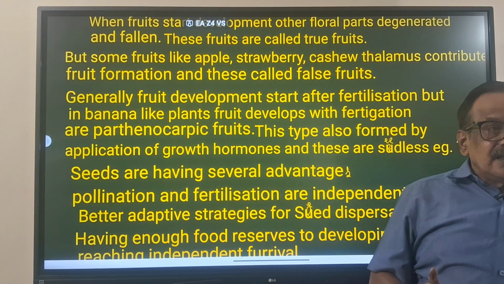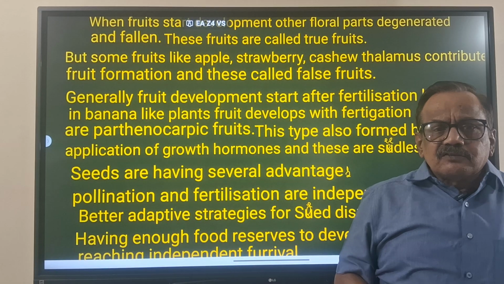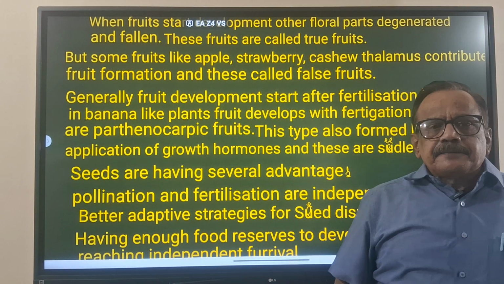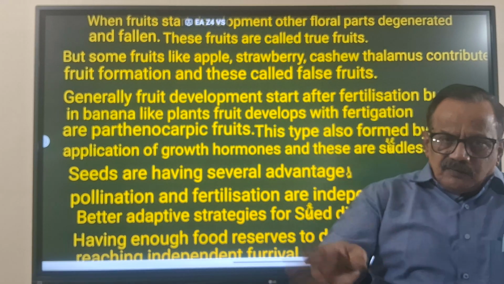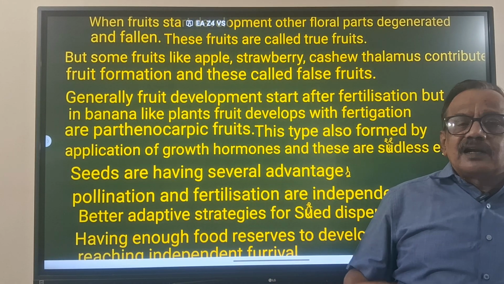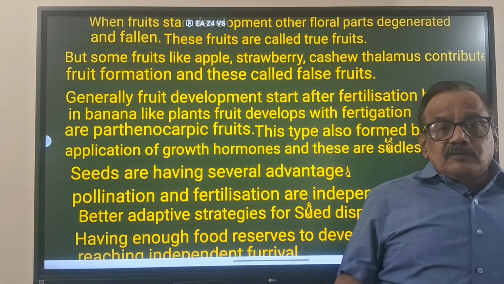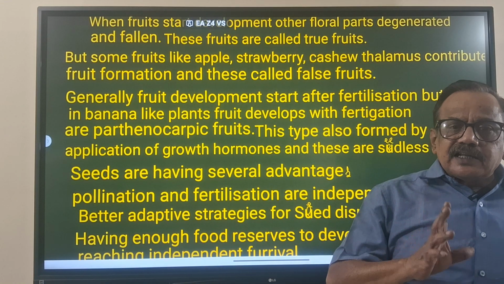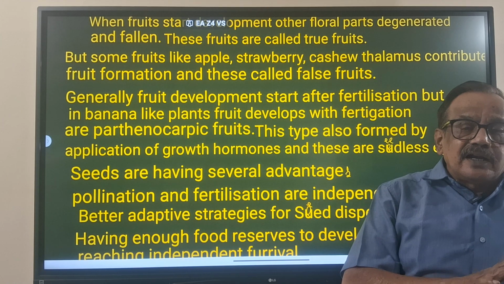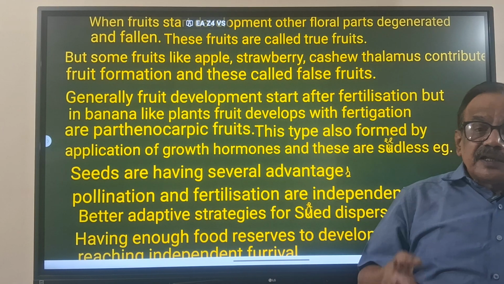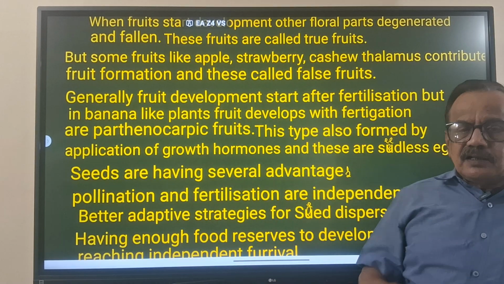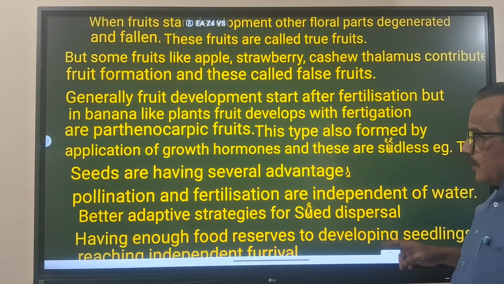That sentence also has given. Means what? If the seed is formed, fertilization is over. If the plant is not getting the water, entire plant will die. First, it will drop the fruits because it is unable to supply the food material and other things. So, fertilization and pollination are independent, but seed development is water dependent. That is the important point.